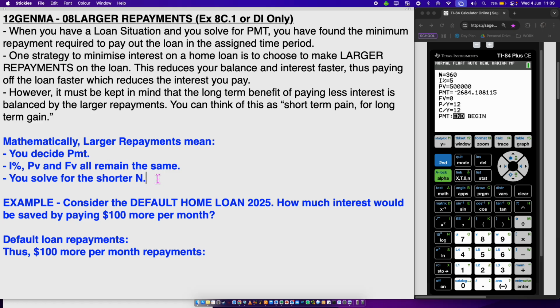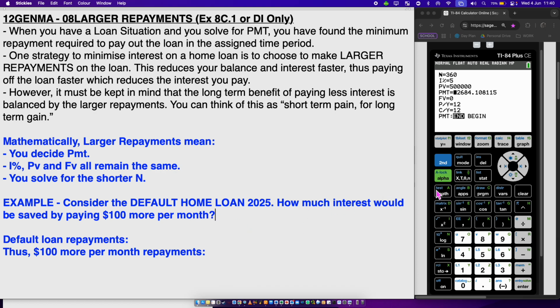So mathematically, if you're taking notes, larger repayments mean that you decide PMT, I%, PV, and FV all remain the same. The only thing that you're solving for is N, and it's going to be shorter. Because what are you doing? You're chunking down your debt faster each month because the PMT is going to be bigger than it's meant to be.